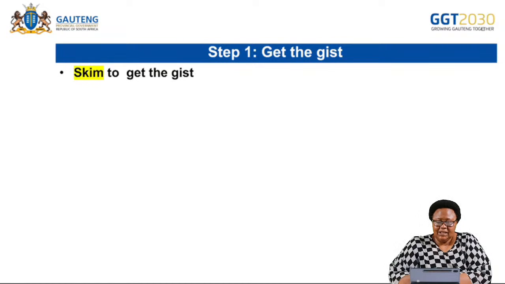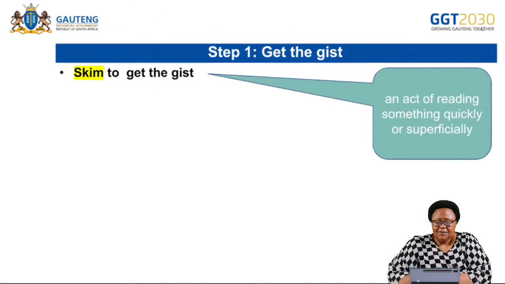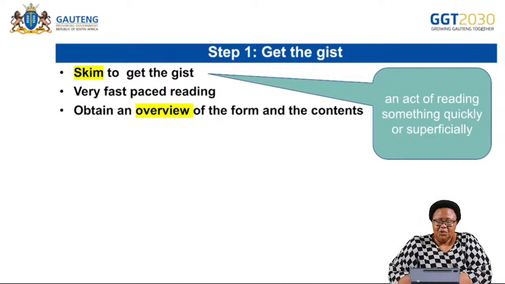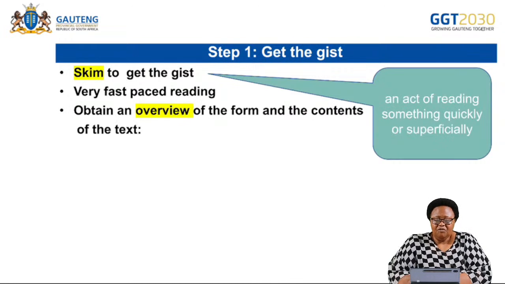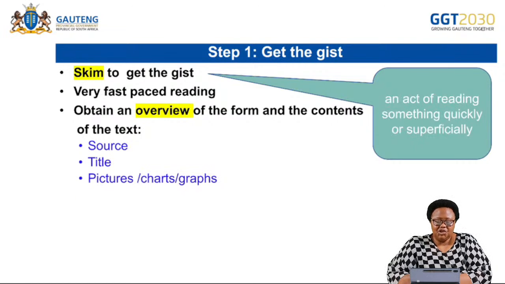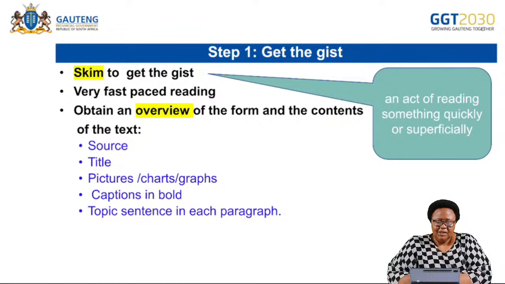Step 1, which is getting the gist. You skim through in order to get the main idea. Skimming through is an act of reading quickly in order to obtain an overview of what a passage is about. It's where you are going to get the source of the passage, the title, pictures, charts, and graphs if there are any, captions that are in bold, and the topic sentence in each paragraph.